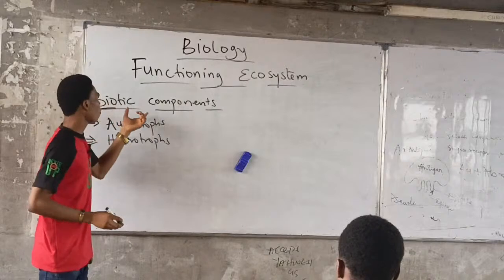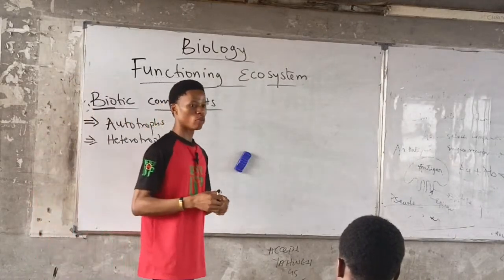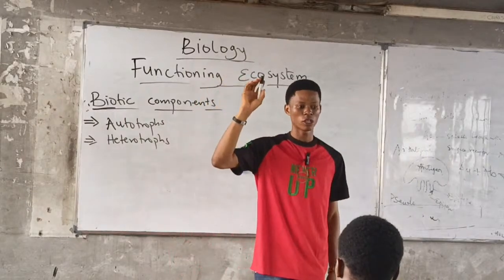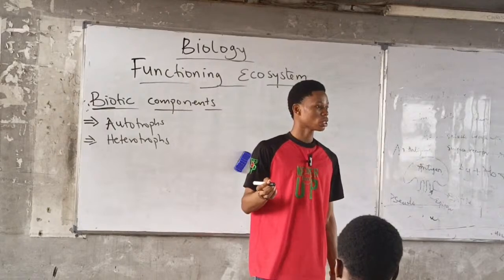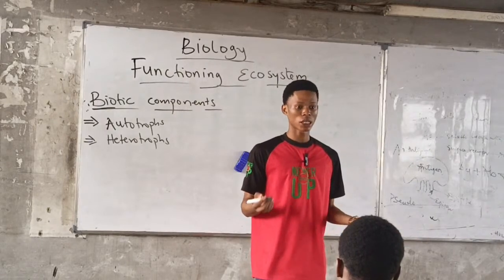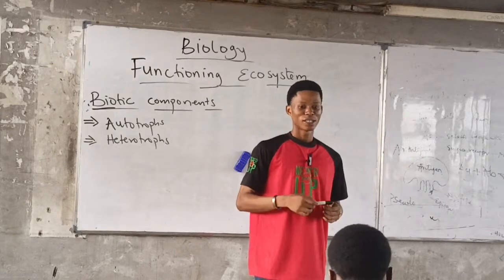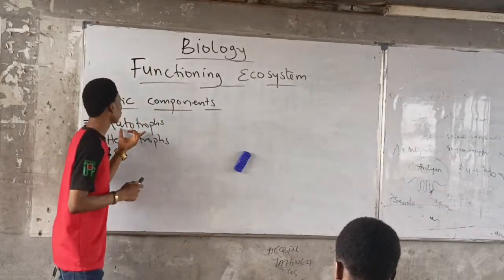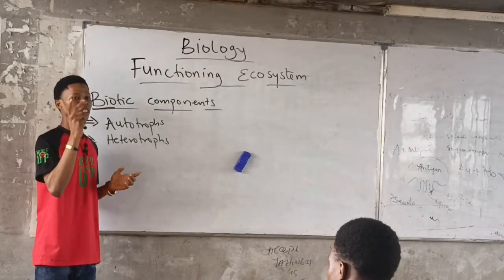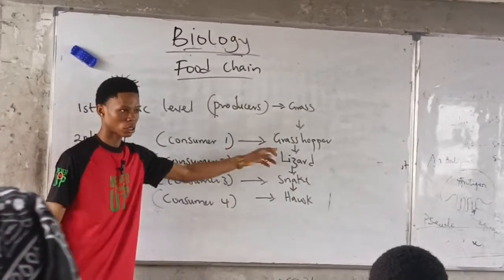Now, the biotic components, if it is a living component of the environment, can you mention one biotic component of the environment? Plants. What else? Animals. What else? Microbes and the rest, so long as they have life. All right. So now, the biotic components can be divided into autotrophs level, consumer 1, grasshoppers.